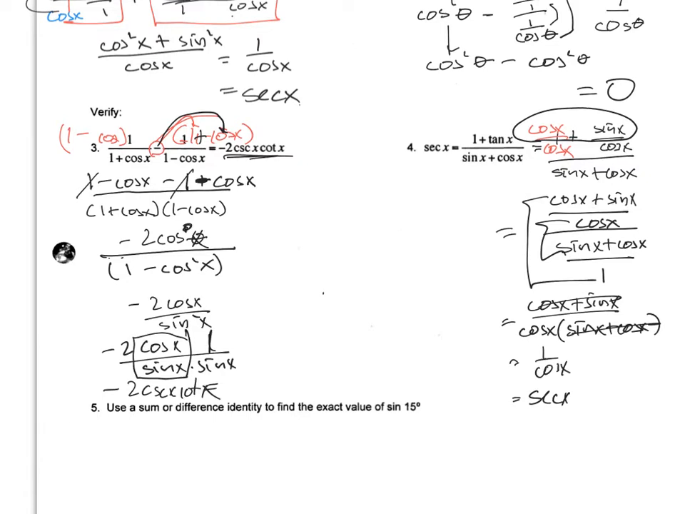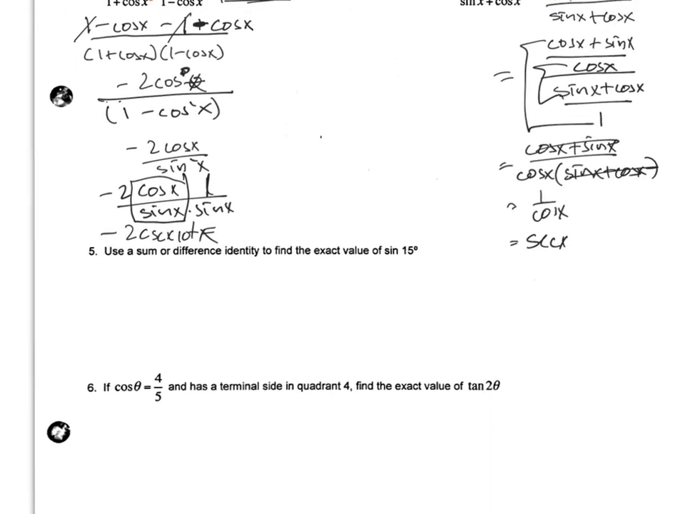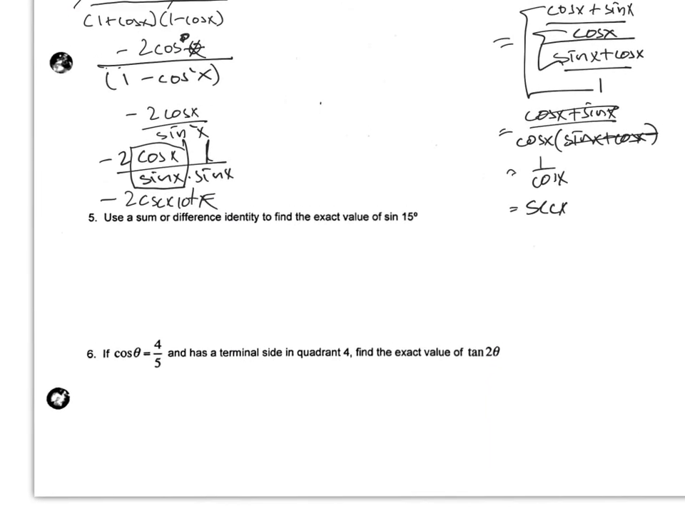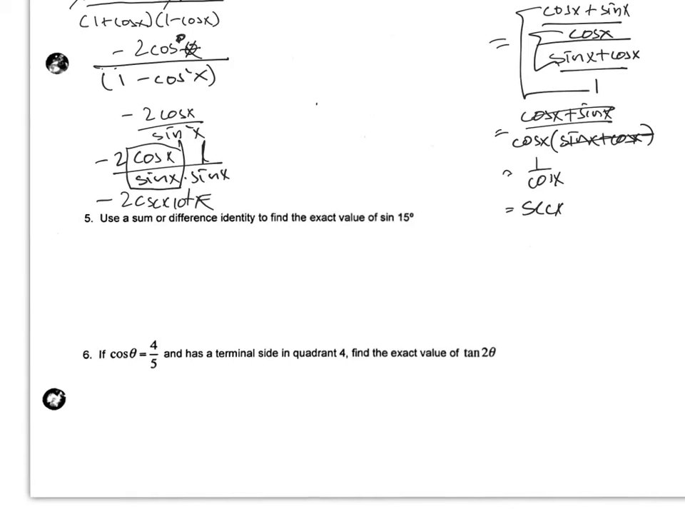Now, for number 5, it says, very specifically, you have to use the sum or difference. It's forcing you to use those formulas at the top of your little half formula sheet there. So we have to come up with a way to get 15 degrees by adding or subtracting two angles. And remember, my trick is if it ends in a 5, use 45. So in order to get to the 15, I'm going to use 45 minus 30. The order is very important, because you don't want it to be negative.